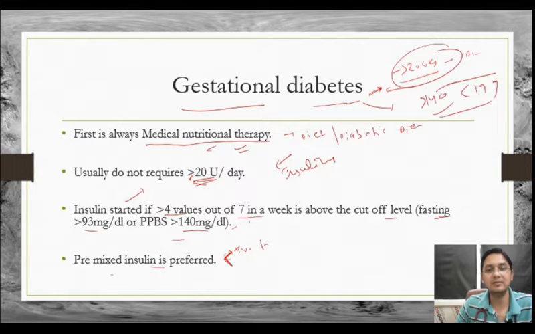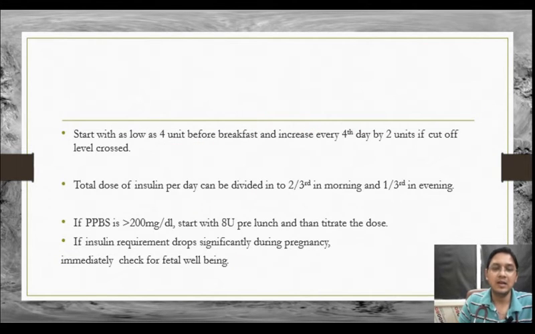Two pricks are required, so the patient is more compliant. So premix insulin is preferred. And now, how are we going to start the insulin? We will start with 4 units before breakfast. This is the single-time insulin.